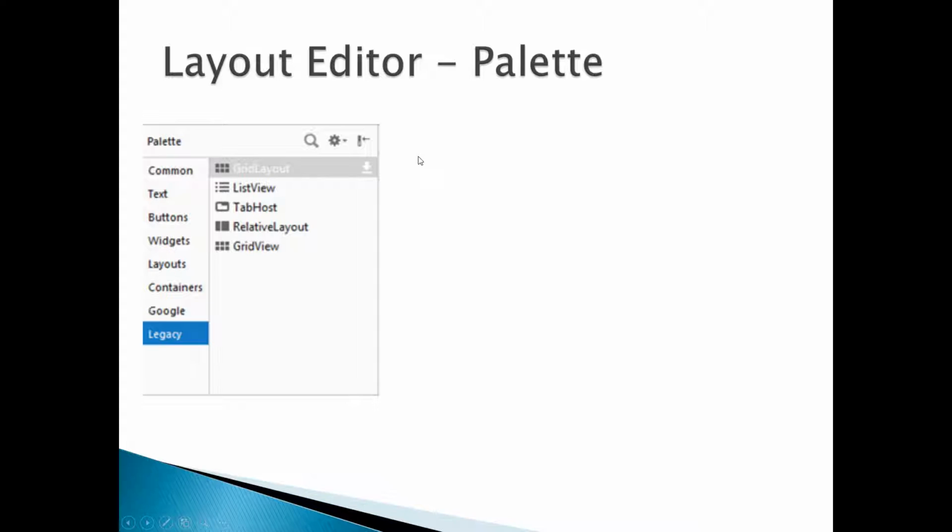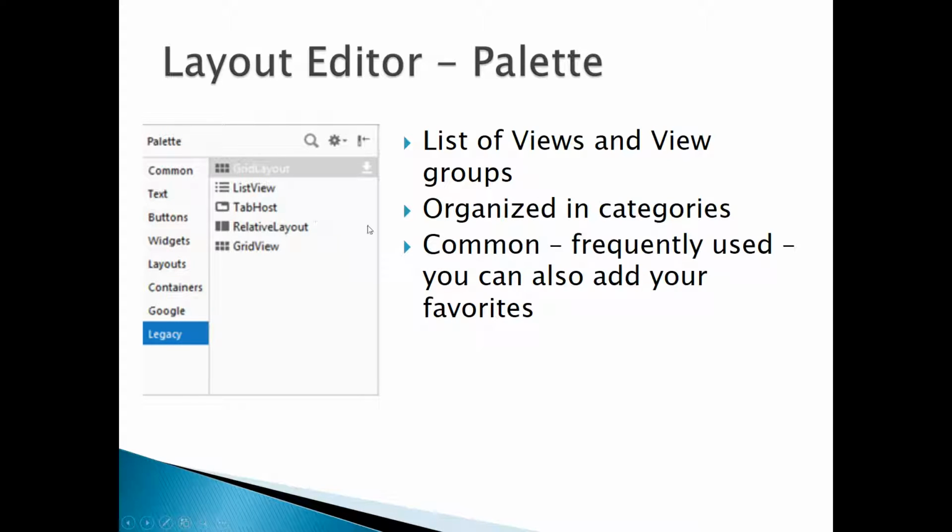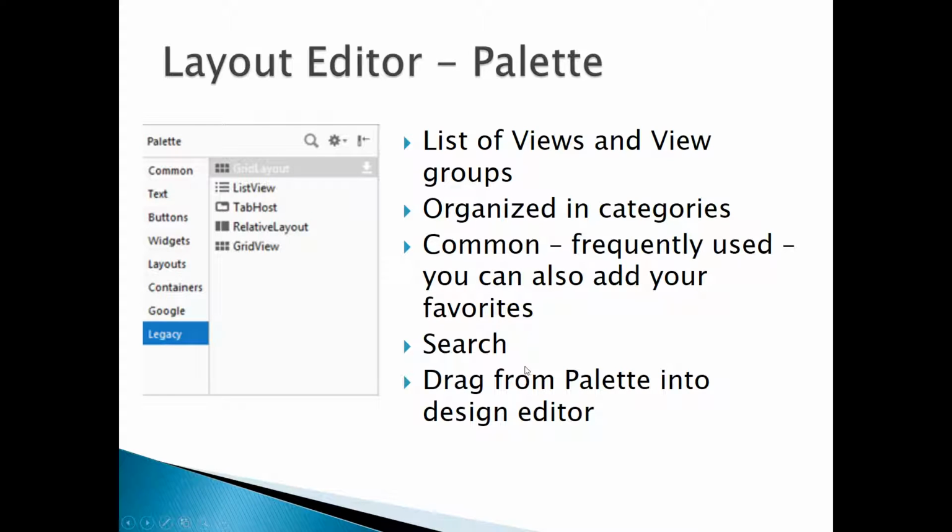All right, on the palette, list of views and view groups organized in categories. The common, most frequently used. You could also add your favorites in there. So if you have a favorite view or something, you could throw that into the common. Search up here, if you know you need an image, something, you just type it in here and it will find it for you. And then once you find the control you want, the notion is you take this here and you drag it into the design editor.